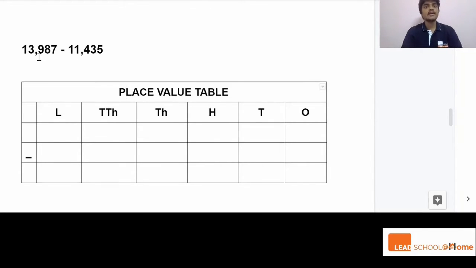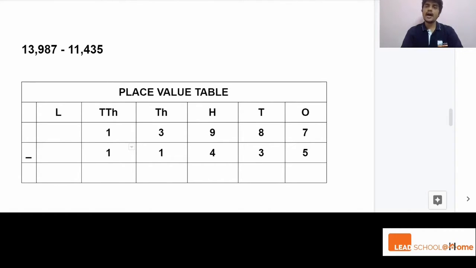What is the bigger number here? 13,987 is the bigger number. I will put it at the top of the place value table. 7 will come in the ones place, 8 in the tens place, 9 in the hundreds place, 3 in the thousands place, and 1 in the 10,000s place. Now the second number, 11,435: 5 will come in ones place, 3 in tens place, 4 in hundreds place, 1 in thousands place, and 1 in 10,000s place. Now I have put both numbers in the place value table, with the bigger number at the top and the smaller number at the bottom.